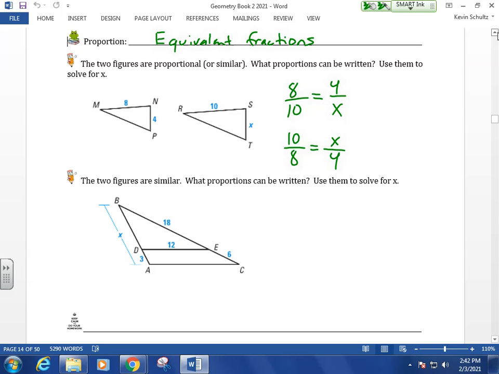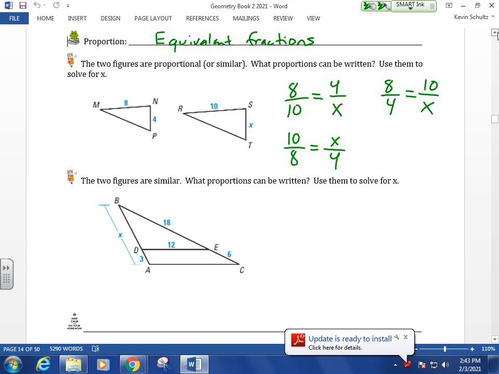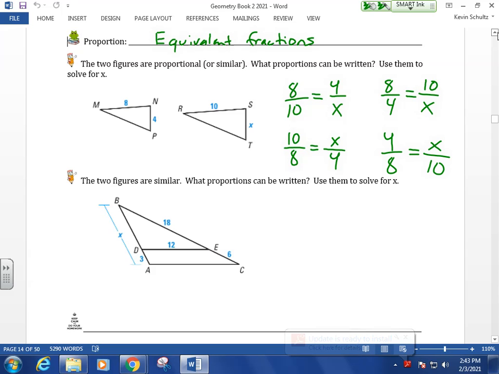Yes, we could stay within the triangle itself and say 8 over 4 equals 10 over x. Within the same triangle, long over short equals long over short. And then what's the fourth one that we could write here? Anybody? Yeah? 4 over 8. We could again, 4 over 8 equals x over 10. I just flip that one around.